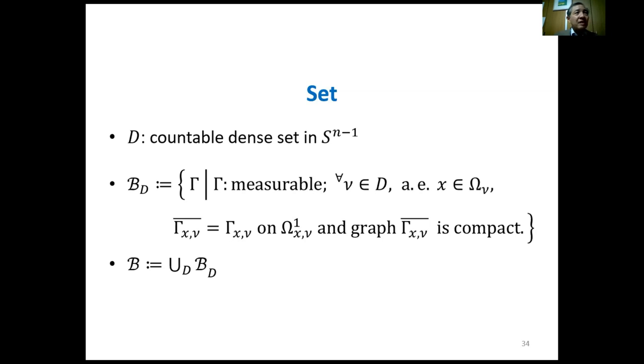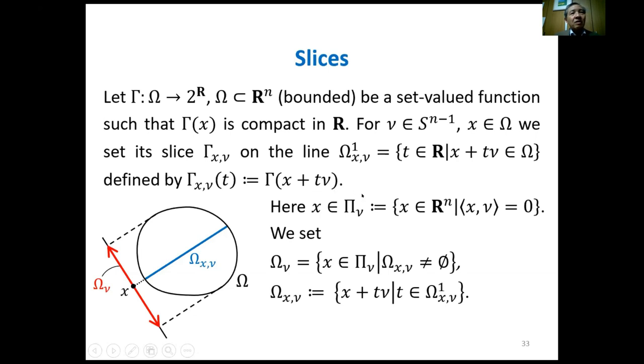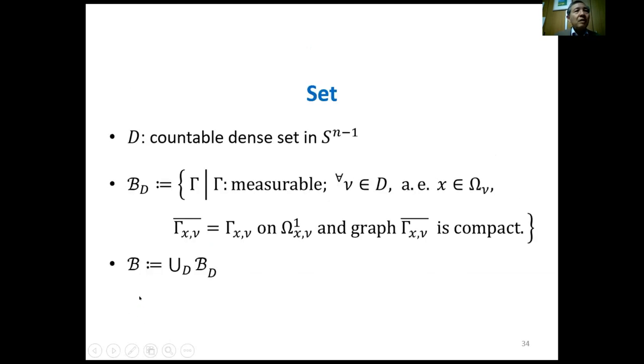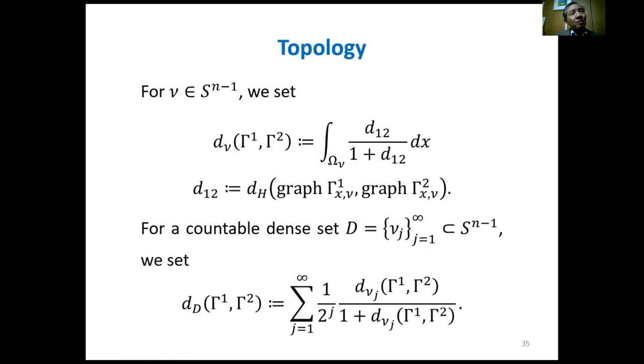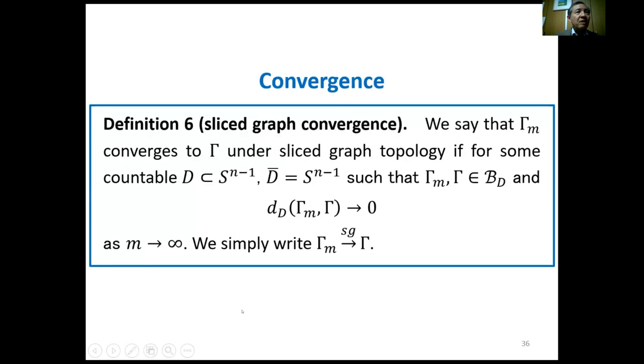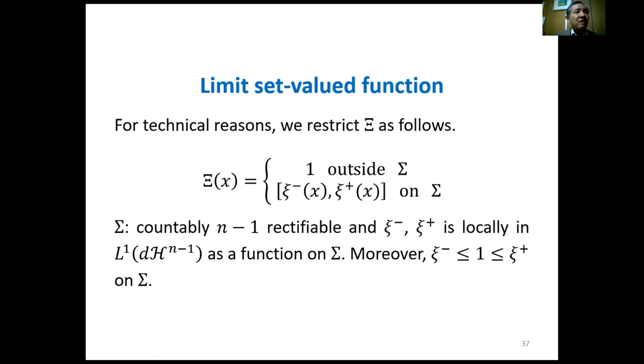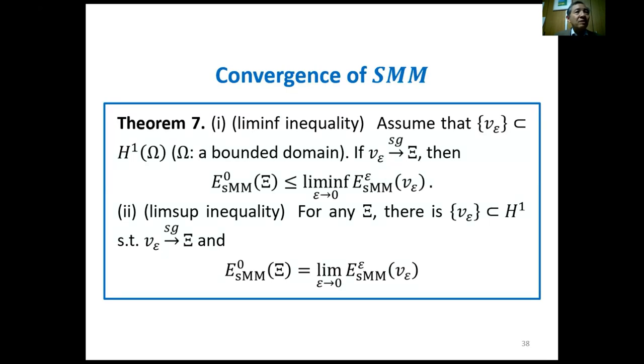So take a countable dense set of directions, where nu is a direction, and gamma_{x,nu} is a one dimensional slice. So this is gamma_x, x plus t nu. And this is omega_{x,nu}. Omega_nu is just a projected set. Okay, the topology is that you fix the direction and then you define the Hausdorff distance of the graph of each slice, and then you can define such things. And for a countable dense set, we can define this. So you can define a metric and you can introduce a graph convergence. And then we simply write that one. Okay, and the limit set is given by the function, and I'm sorry, I don't have enough time to mention it, but we have a similar result, but the major difference is that we don't have good compactness.